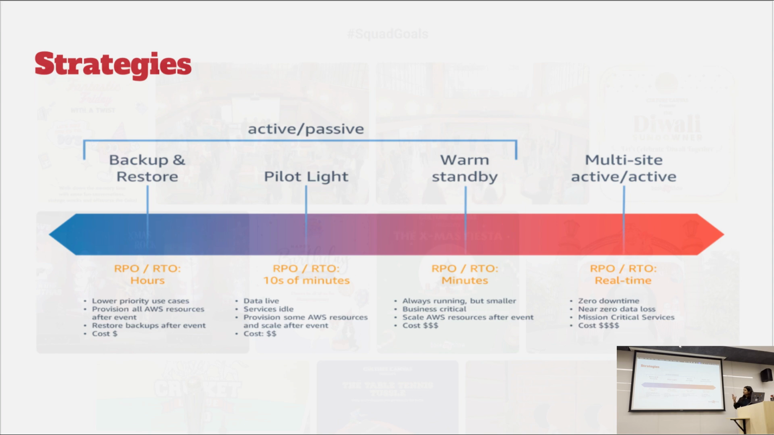So if you see from left to right, there are two major parameters in this slide. One is RPO RTO, and the other one is cost. As we move from left to right, the cost is increasing with each strategy, right? First one is dollar, second is double dollar, third is $3 and fourth is $4. Whereas if you see RPO and RTO, they are comparatively decreasing. The first one is in hours, second one is in tens of minutes, third one is in minutes, and fourth one is in real time, right? So let's see how it is decreasing and how the cost is increasing.